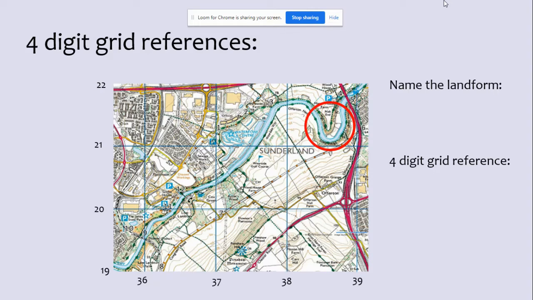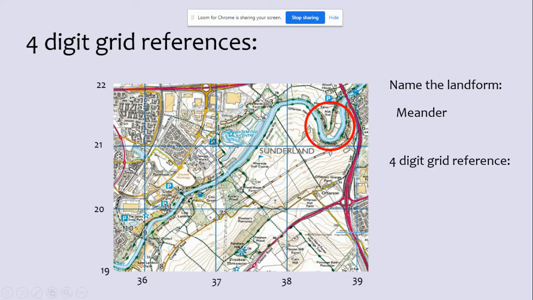Write it down. Hopefully you've got that it is a meander. A meander, remember, is our bend in the river. It forms when we've got lots of erosion happening on the outer bend and deposition on the inner bend, causing a curve in the river like that. So we want to be able to give the 4-digit grid reference.